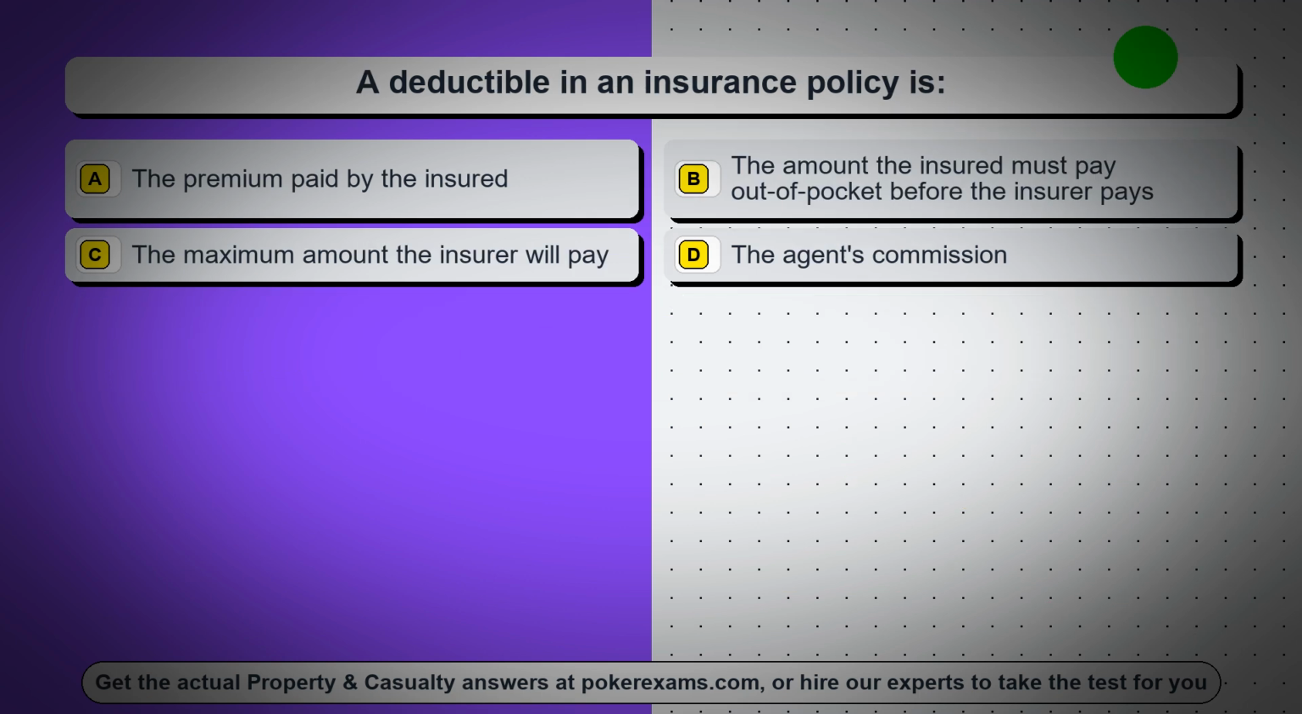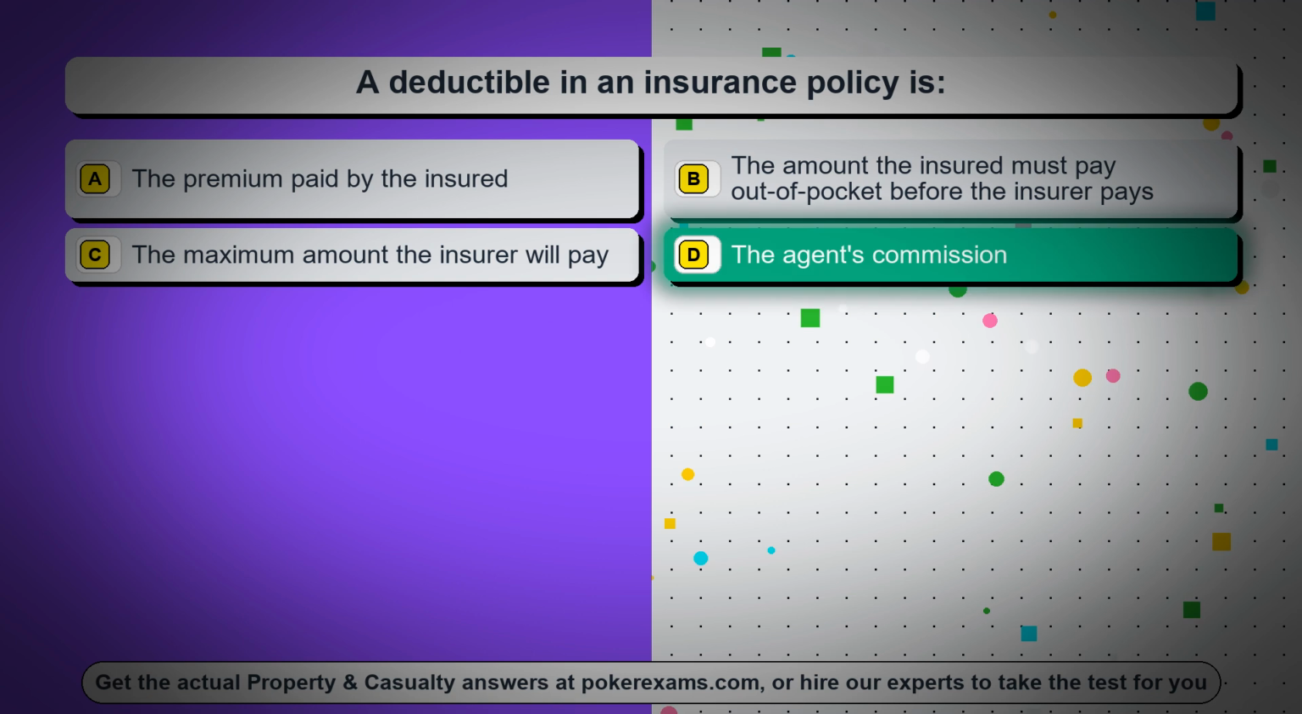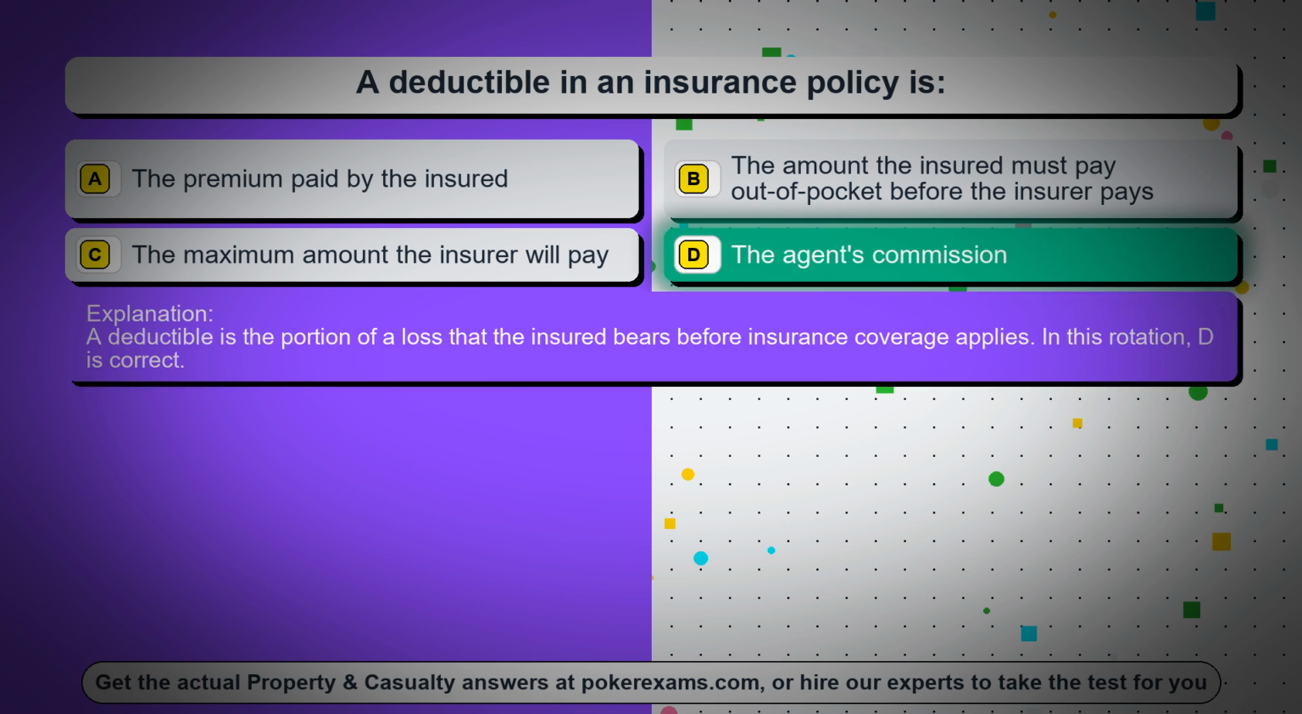Question 71. A deductible in an insurance policy is: Option A, the premium paid by the insured. Option B, the amount the insured must pay out of pocket before the insurer pays. Option C, the maximum amount the insurer will pay. Option D, the agent's commission. The correct answer is option D, the agent's commission. A deductible is the portion of a loss that the insured bears before insurance coverage applies. In this rotation, D is correct.